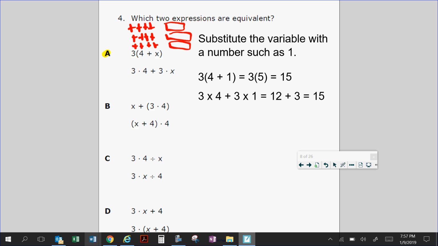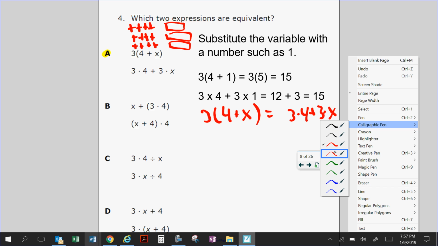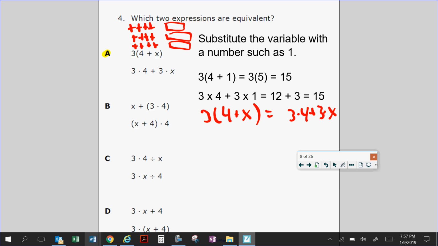However, I prefer solving it. I prefer replacing the x with a number such as 1 or 2. So what if I replace this x with 2? 3 groups of 4 plus x. Let me rewrite it. 3 times 4 plus 3 times x. Let me take out a different pen color. So I'm going to replace this x with the 2 and this x with 2.